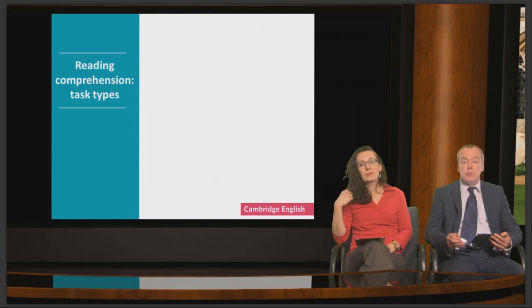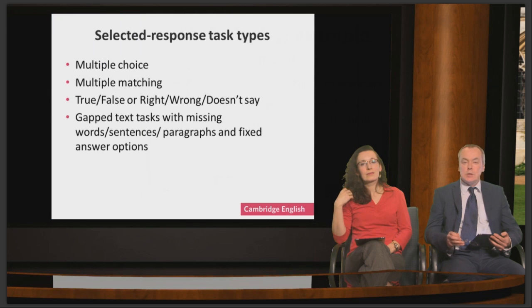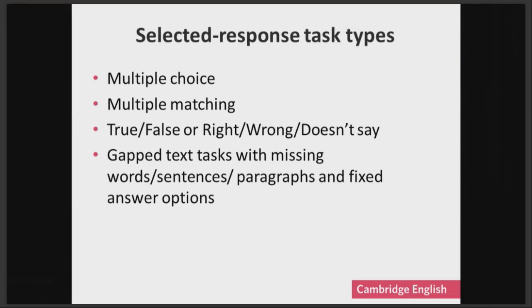We've looked at texts themselves and how they can differ and so be suitable for different levels. Now let's think about the types of tasks we can use when we're assessing reading comprehension. Task types for reading comprehension texts can be divided into three key groups. The first group is selected response tasks, where a test taker selects an answer from given options, such as multiple choice, multiple matching, true, false, or gapped texts, where the missing word or sentences are provided.